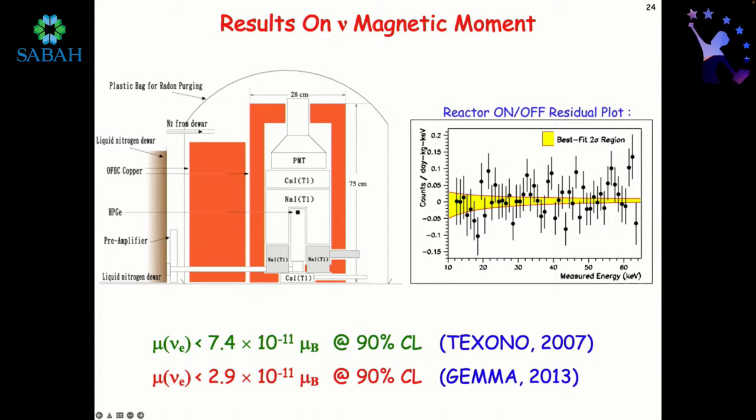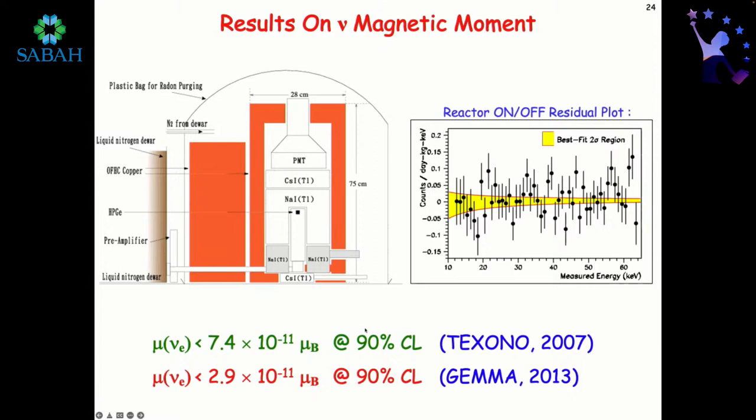Now, by comparing the energy spectrum with the reactor turned off, in other words, not producing any anti-neutrinos, and then comparing with the number of events that they observe when the reactor is turned on, they find essentially there's no difference between them. So that means they haven't seen any evidence related to the magnetic moment of the neutrino.